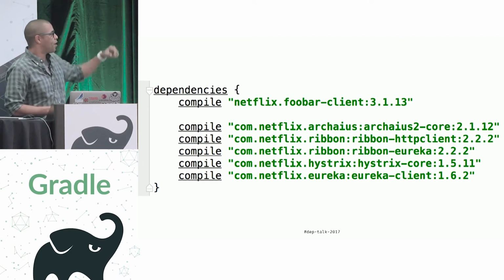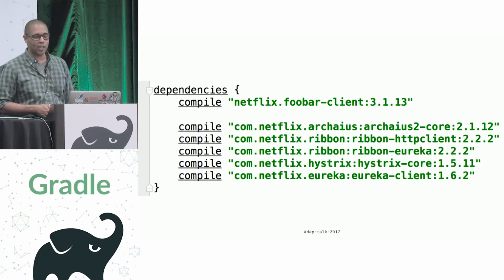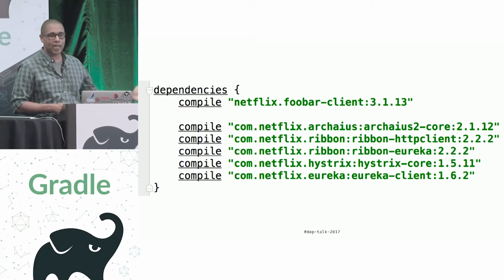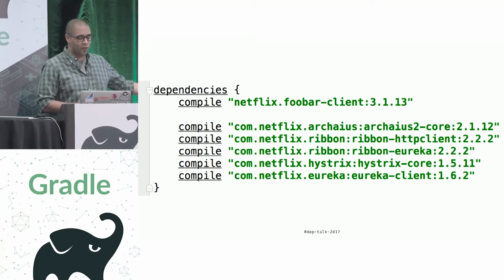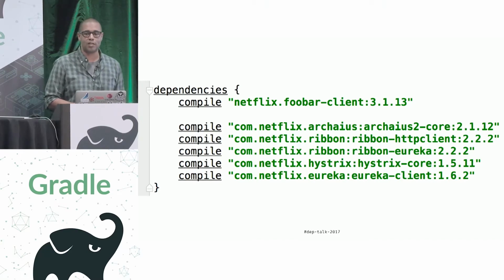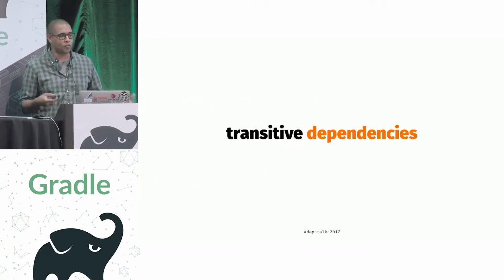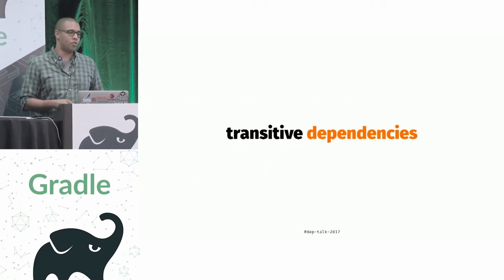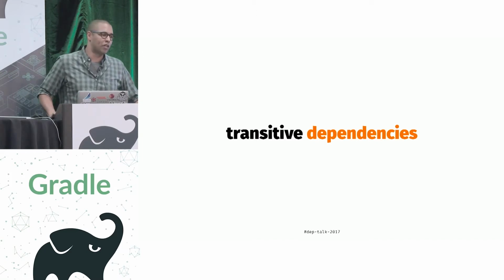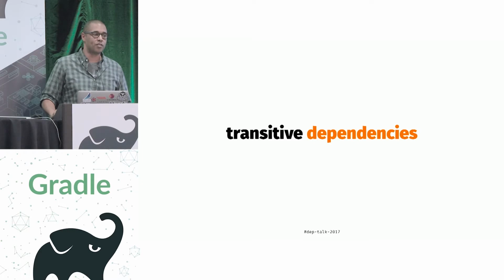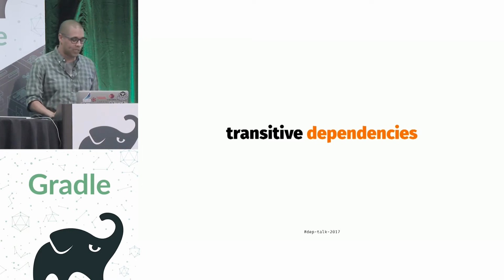So in this case right here, I'm including the foobar client, and I can now remove all 5 of these other libraries because of a very simple concept called transitive dependencies. Now, most of you might be saying, okay, this guy's up here talking on a keynote about transitive dependencies, but I think this is key to understanding some of the challenges of sharing code at scale.